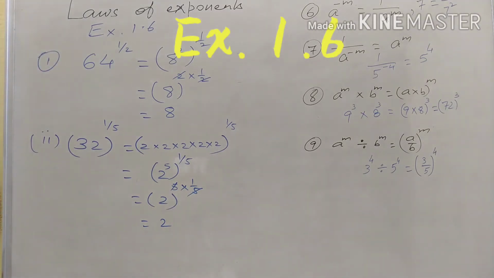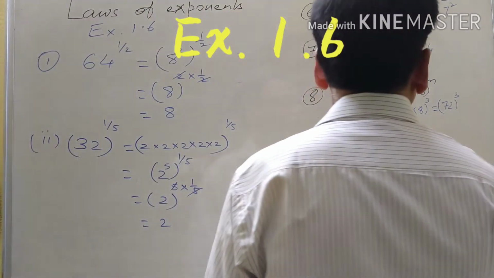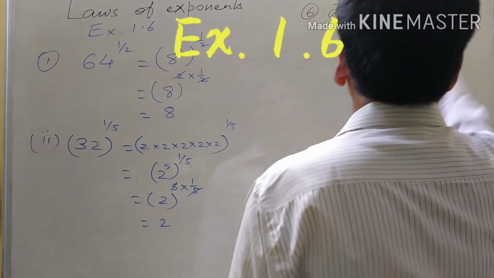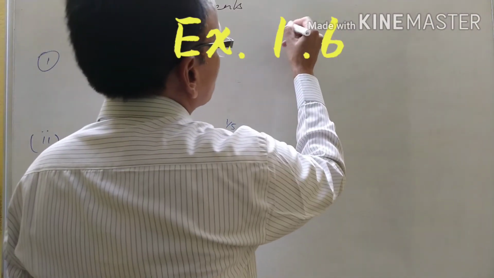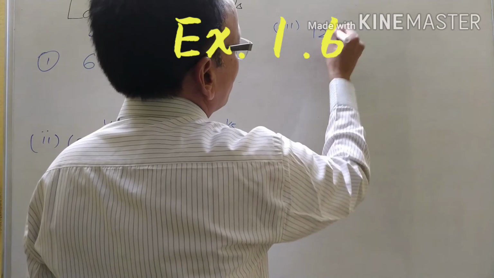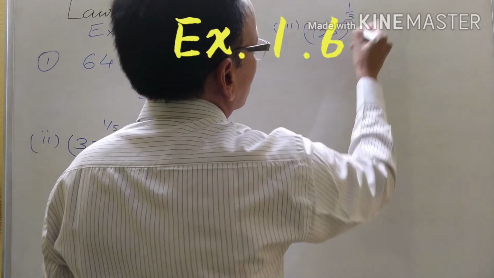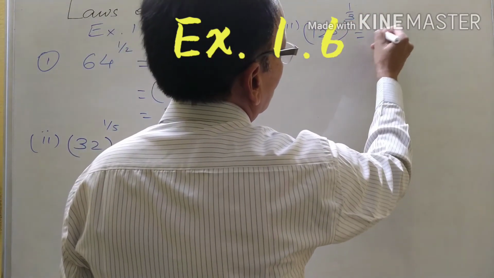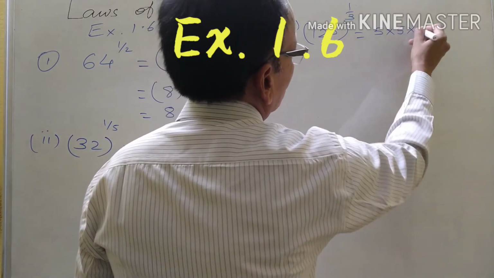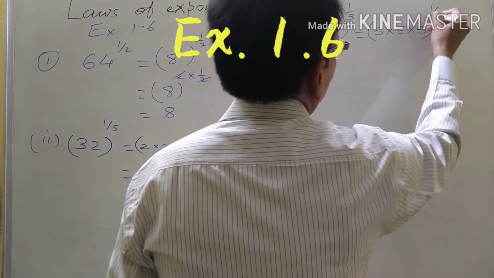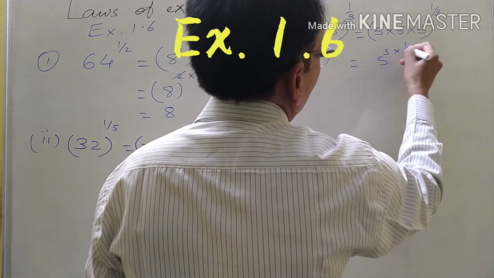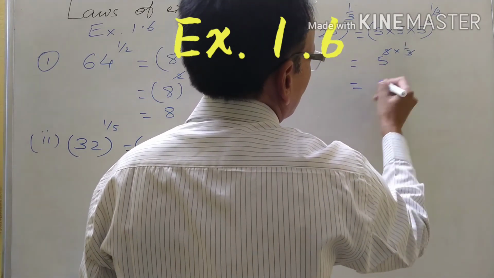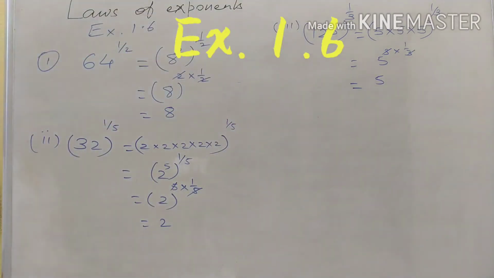The next one is 125 to the power 1 by 3. Again write down the prime factors of 125. This is 5 into 5 into 5 to the power 1 by 3. So it is 5 to the power 3 into 1 by 3. Again this cancelled. The result becomes 5.